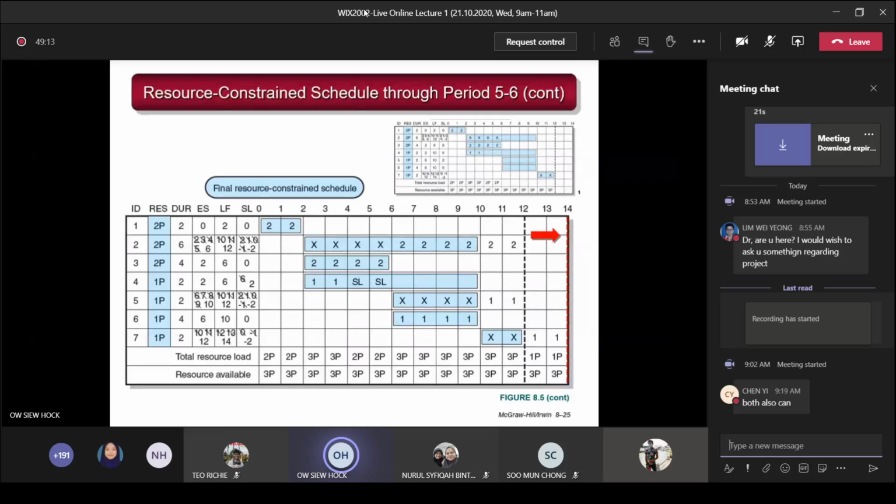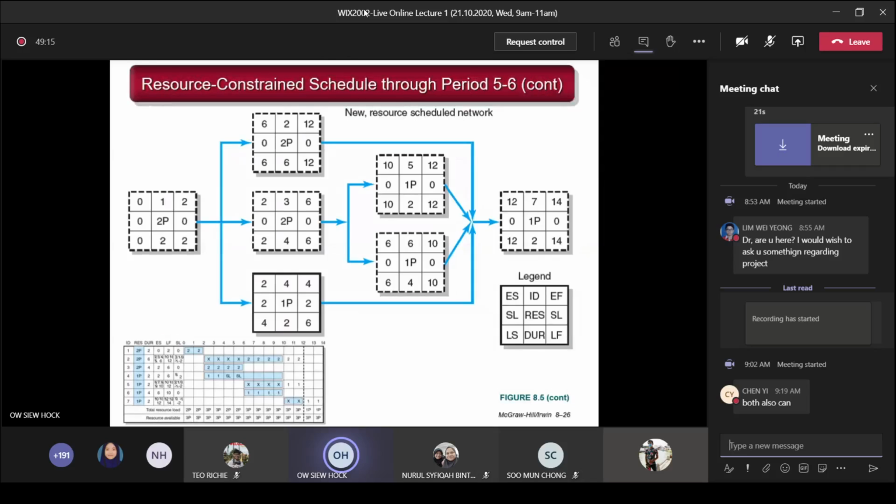So now after finishing this, you come back and plot this. Okay, so you can see you plot this. This is the new resource schedule network. Originally, remember, it was ending at 12 days, now it ends at 14 days.